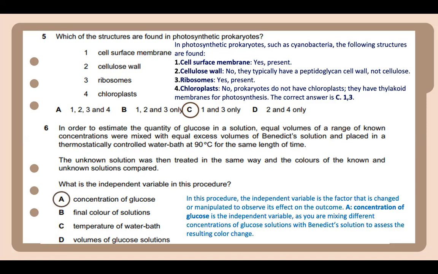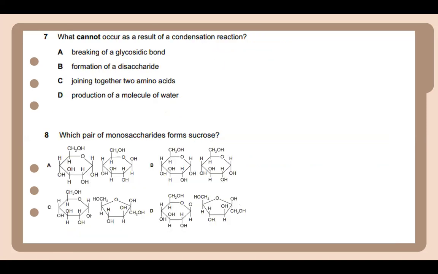In this procedure, the independent variable is a factor that is changed or manipulated to observe its effects on the outcome. Concentration of the glucose is the independent variable as you are mixing different concentrations of glucose solutions with Benedict's solution to assess the resulting color change.